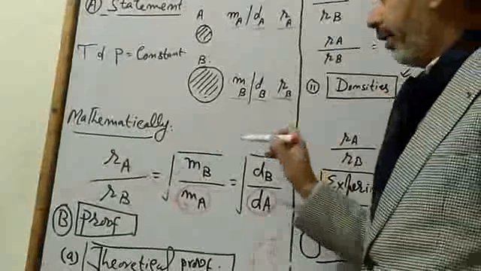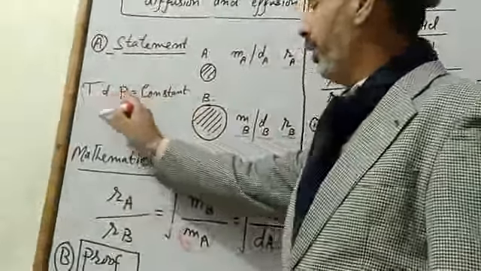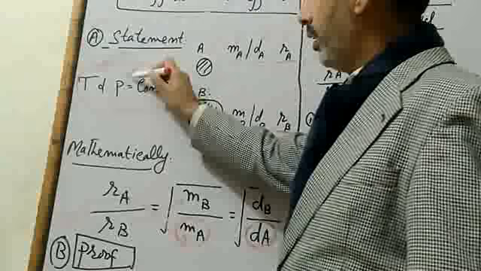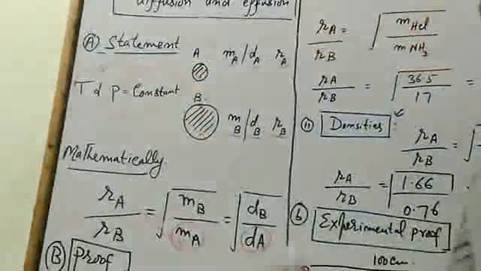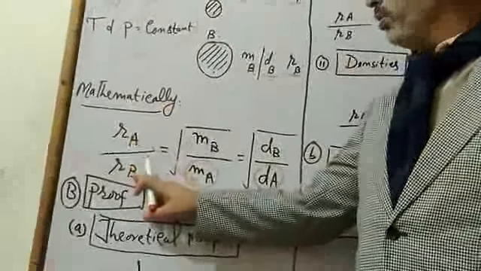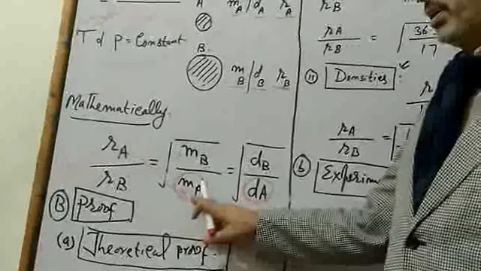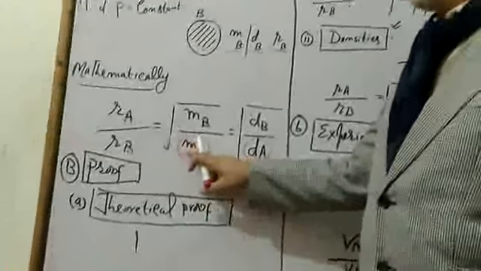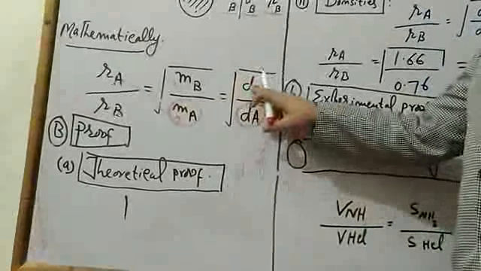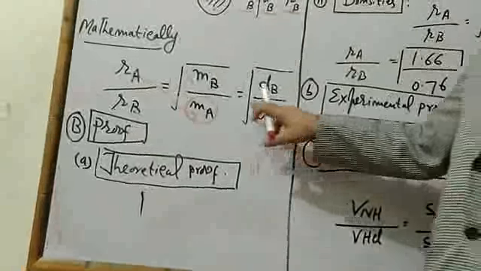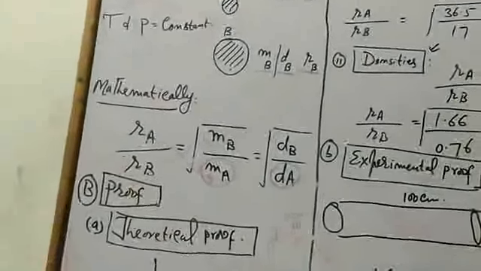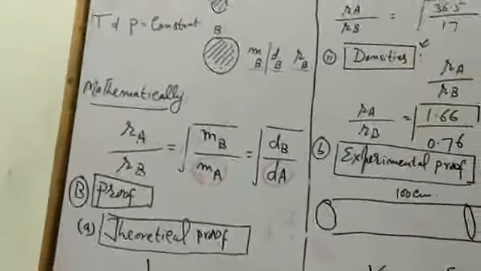But here we have to keep two things constant: one is temperature and the other is pressure. So in conclusion, the relative rate of diffusion of gases is inversely proportional to the square root of their molecular masses, or inversely proportional to the square root of their densities, provided we keep temperature and pressure constant. And so this is the statement of Graham's law of diffusion.